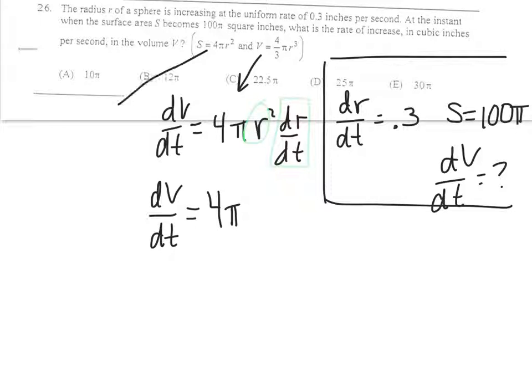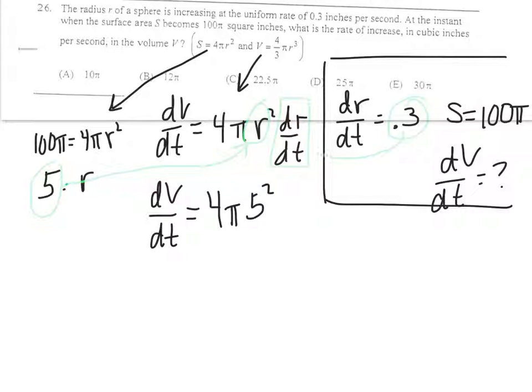They give us this other equation that we can use. Surface area, I can put 100 pi in there, equals 4 pi r squared. Okay, so there's got to be some way to figure that out, and you're going to end up with an r value of 5. So that's going to go in there for that r. 5 squared dr/dt is right there. It's 0.3. Okay, and so you're on your way there.